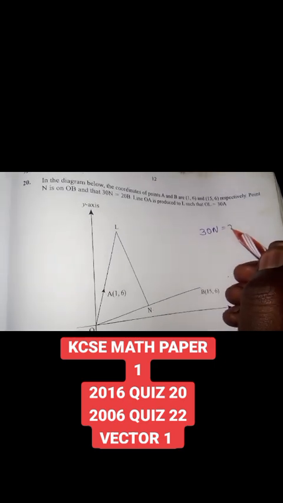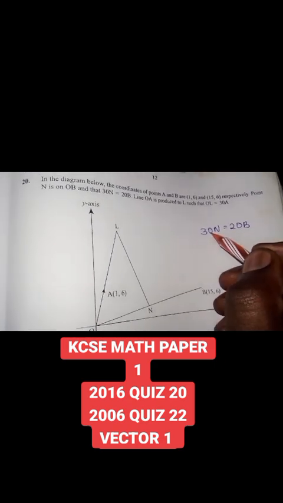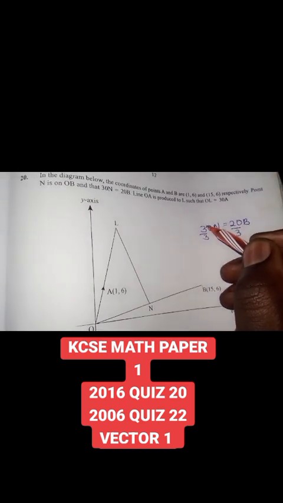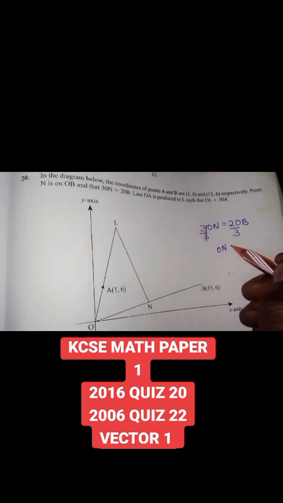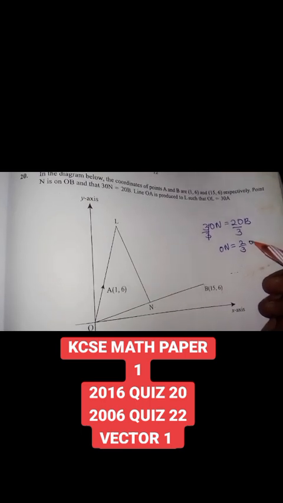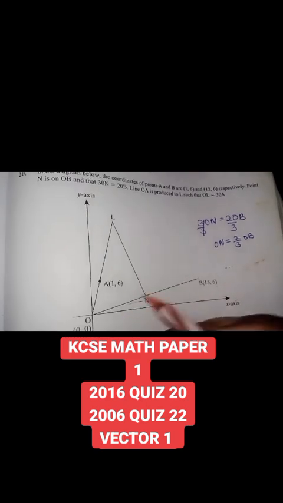3ON is equal to 2OB. If I want to find N, I'm going to divide by 3. Therefore, ON will be 2/3 of OB, and the coordinates of OB are here.